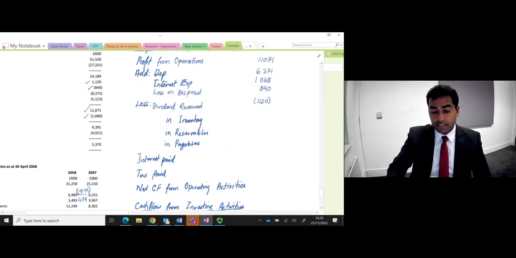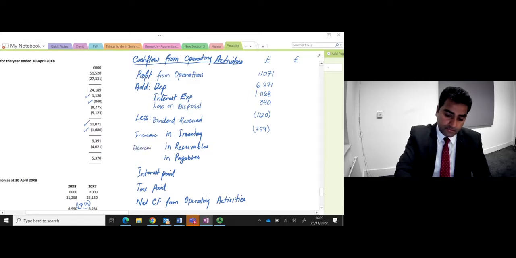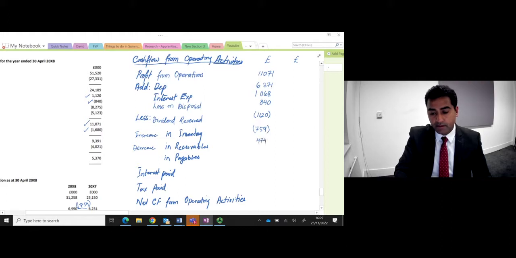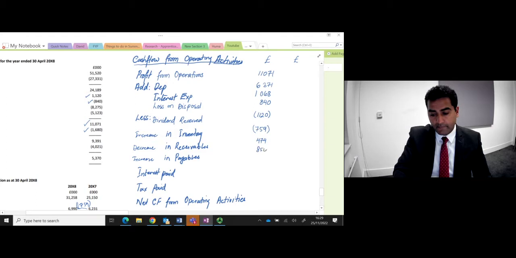Now let's update our cash flow statement, especially the operating activities. So there is an increase in inventory, which is 759, and then we have decrease in receivables, which is 474, and then increase in payables, which is 850.